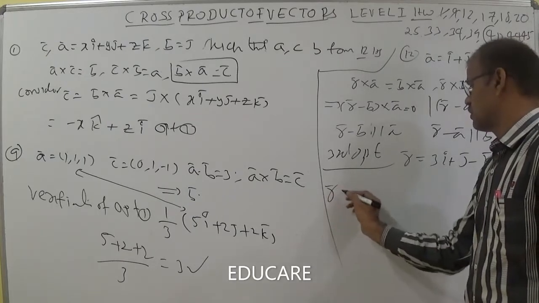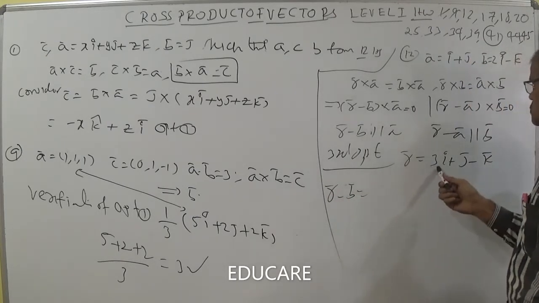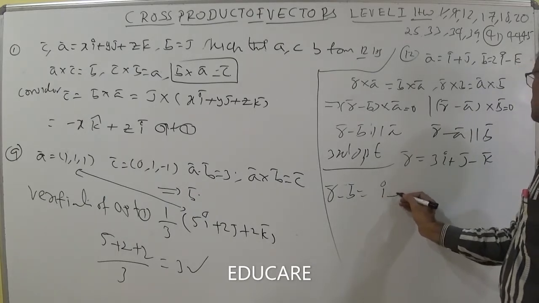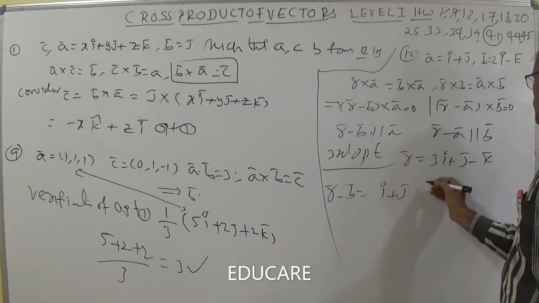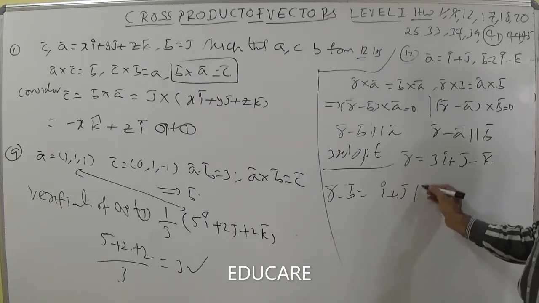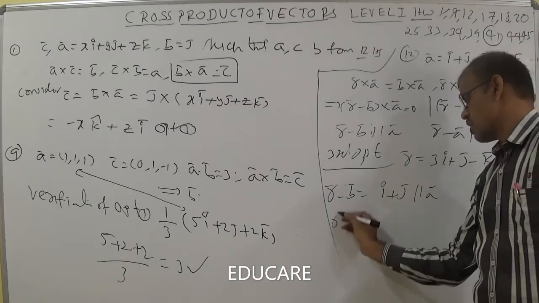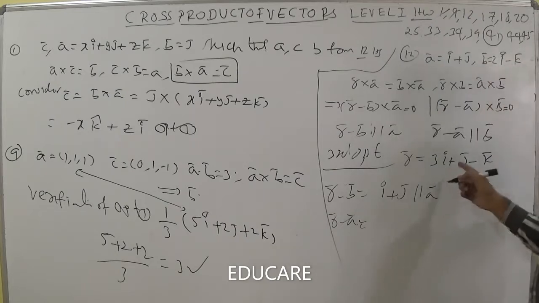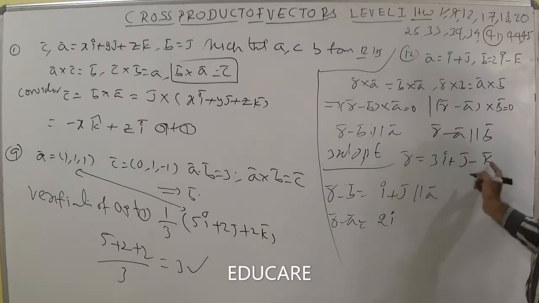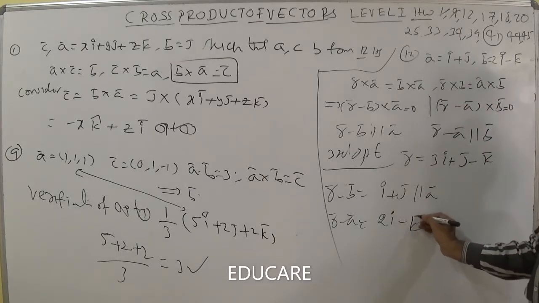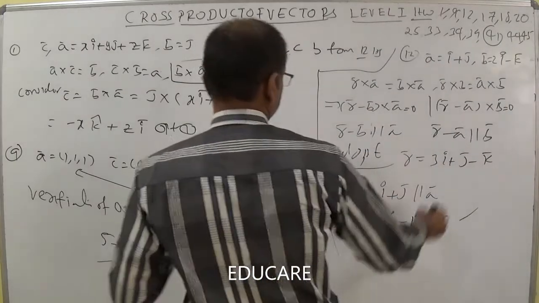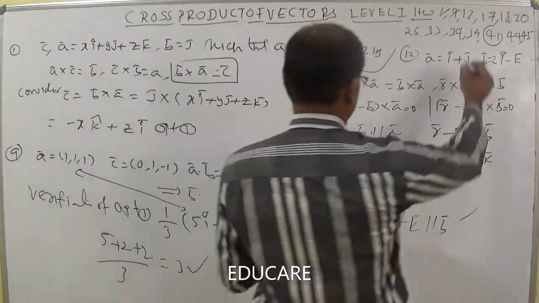Now I am writing R bar minus B bar. Subtract this one from this one. 3I minus 2I becomes I. J you can write, minus K plus K get cancelled. This is in the form of parallel to A bar, it's okay. Next, R bar minus A bar: 3I minus I becomes 2I plus J, J will get cancelled, minus K. This is as it is B bar. So the third option is verified.